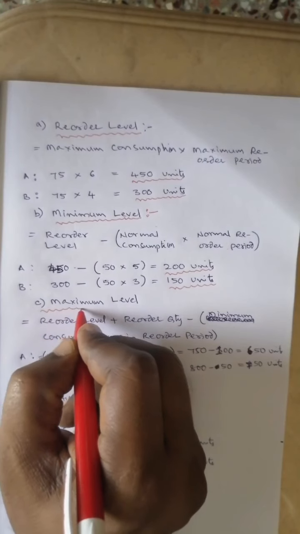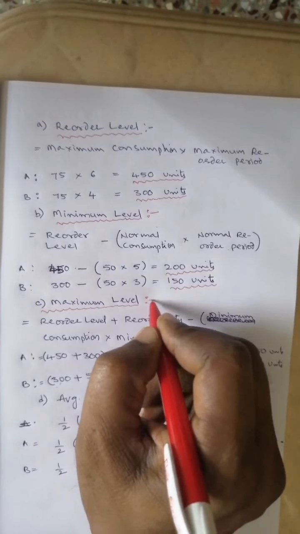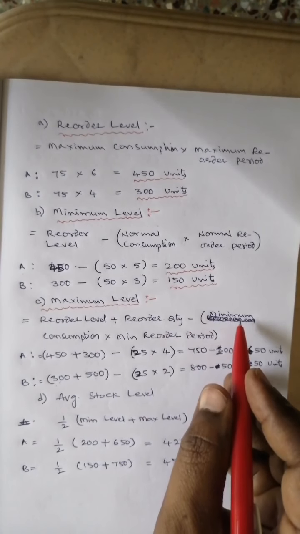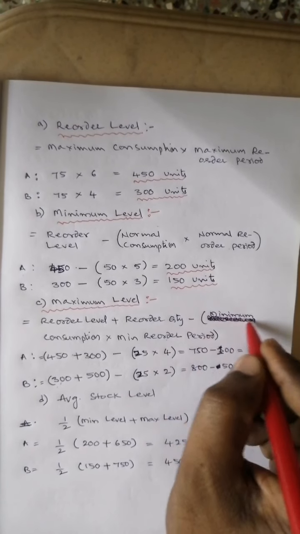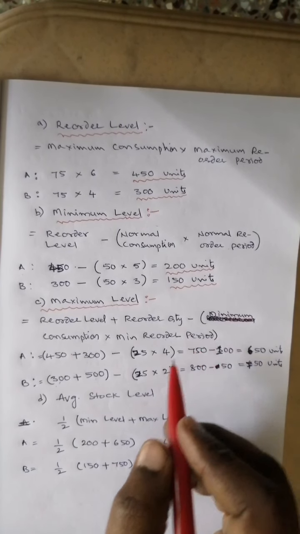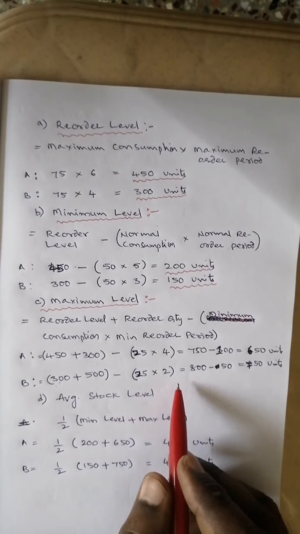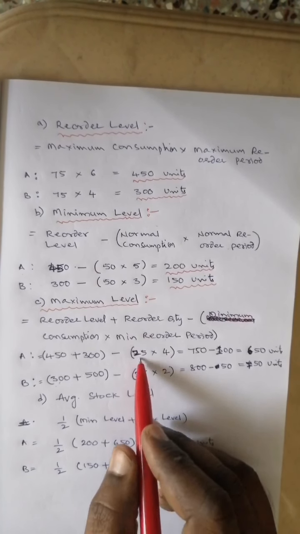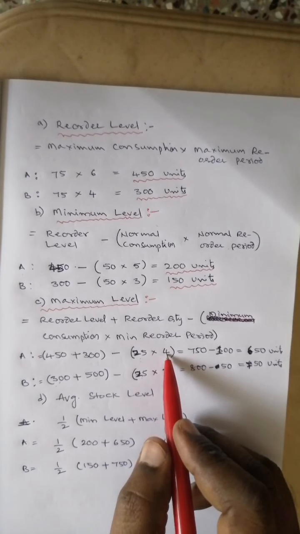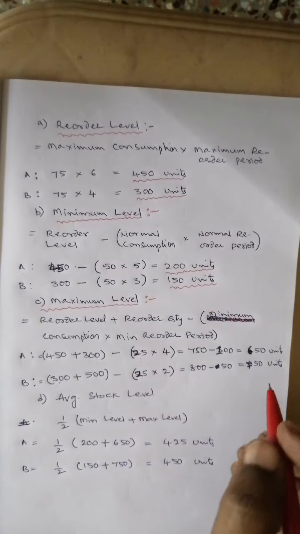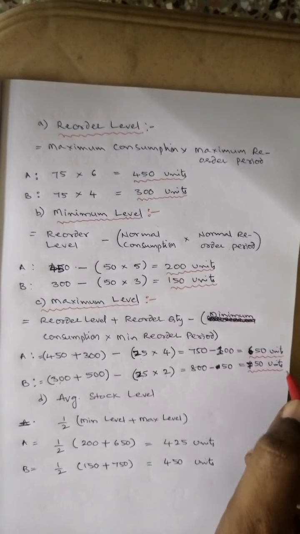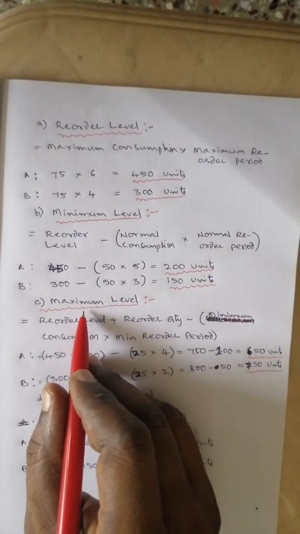Now let us go for the next one called maximum level. Reorder level plus reorder quantity minus, I am repeating again, it is minimum consumption, not maximum consumption, minimum consumption into minimum reorder period. So values are substituted. It is minimum consumption for both products is 25 units, and reorder period minimum is for component A 4 weeks, component B 2 weeks. So you will get 650 units for component A, 750 units for component B as far as maximum level is concerned.